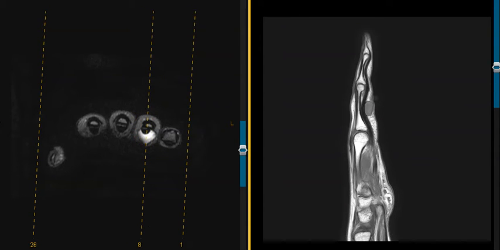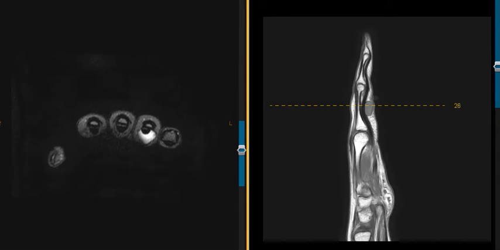And if we look on this view here, this is a view where fluid is bright, and we see that this is a fluid collection because it's homogeneous and very bright. Again, it has sharply defined margins, and it surrounds this little dark thing here. This is the flexor tendon of the ring finger. This is the bone, and that dark band is the tendon. And again, this is that cystic structure that wraps around.